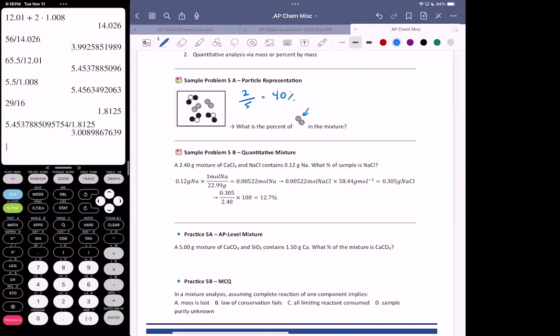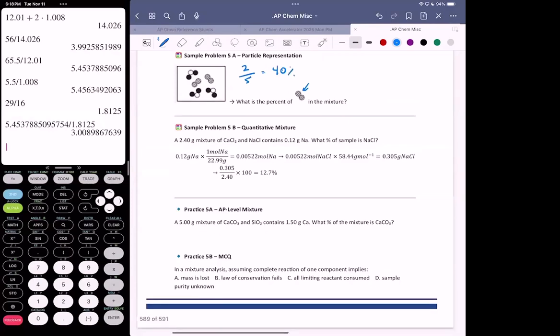Quantitative mixture problem. A 2.40 gram mixture of calcium chloride and sodium chloride together contains 0.12 grams of sodium. Okay, so what percent of the sample is sodium chloride? What we need to figure out is how many grams of this mixture is sodium chloride over the 2.40 times 100. That will give us percent. We can figure out the number of moles of sodium, and we know in NaCl, it's a 1-to-1 ratio, right? So how many moles is 0.12 grams sodium? We are going to divide by its molar mass, 22.99 grams per mole.